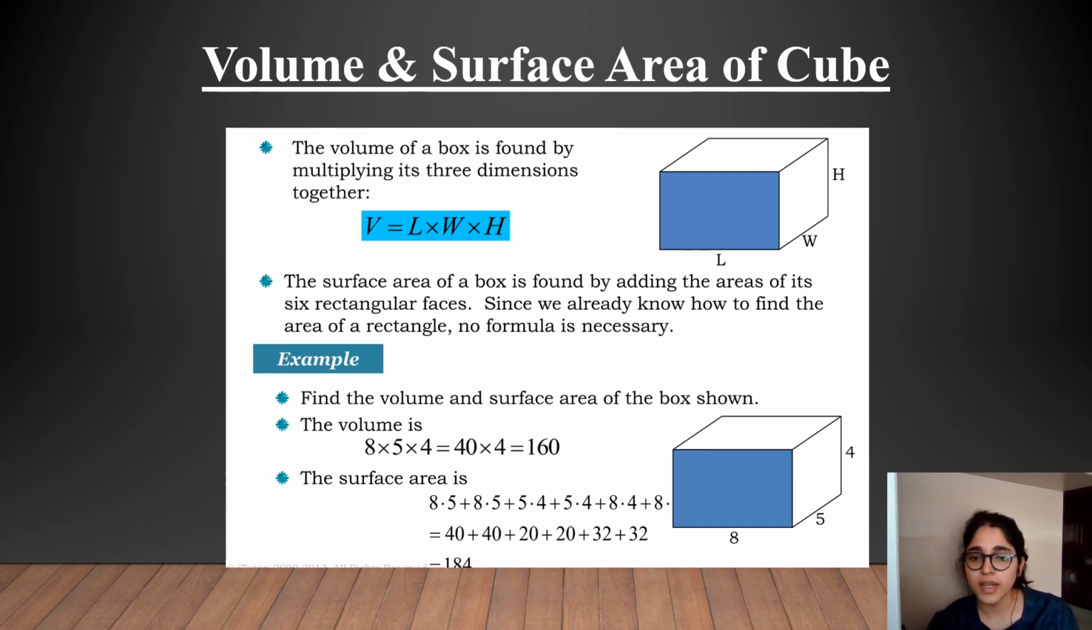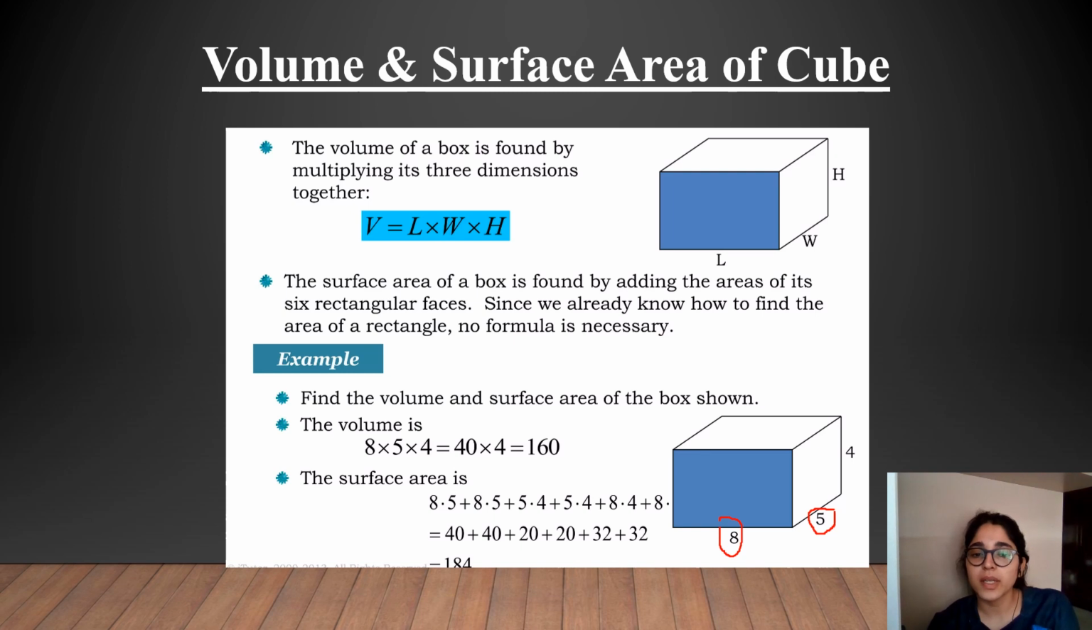Similarly, how is the surface area found? While finding the surface area, I multiply 8 by 5, and because it's the surface area, this 8 by 5 will be used multiple times. We know that there are 6 faces, and 6 faces mean nothing but 6 rectangles.